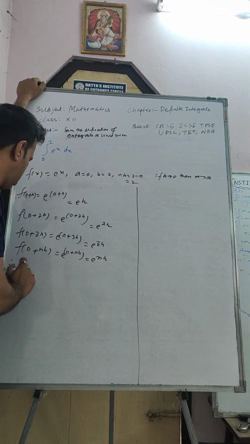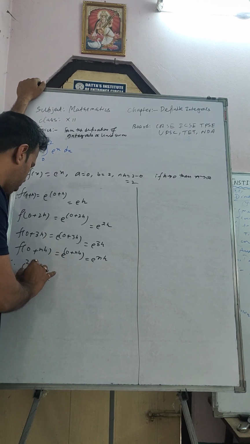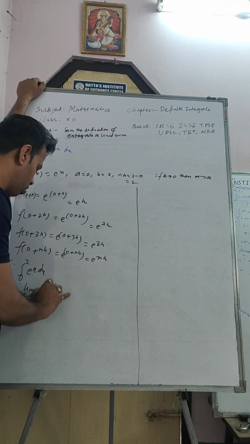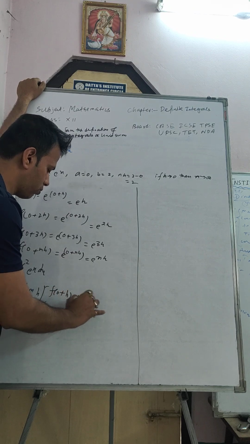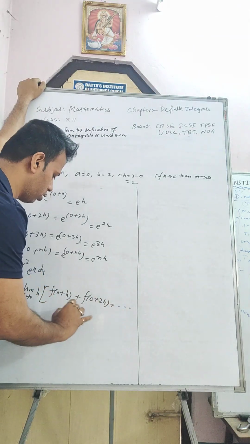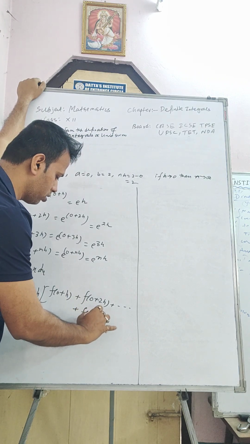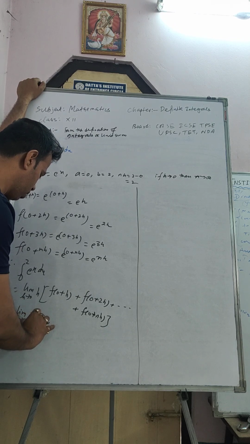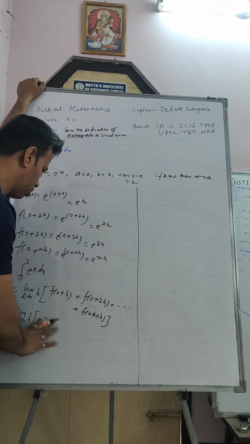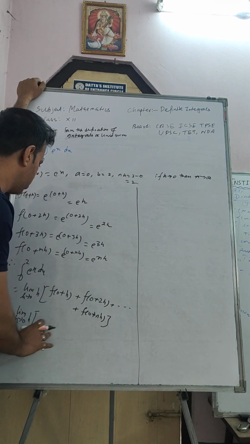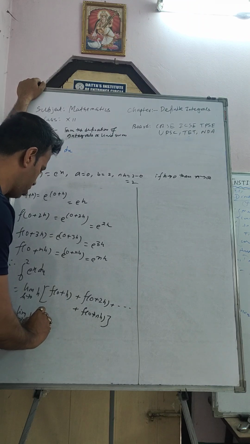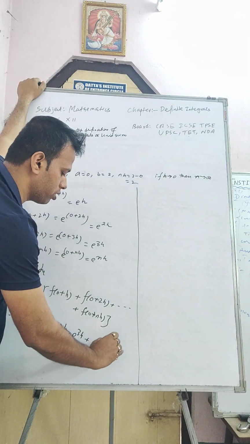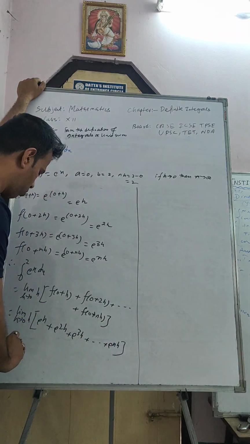Now we can write the integral from 0 to 2 of e to the power x dx as the limit h tends to 0 of h into f(0 plus h) plus f(0 plus 2h) plus dot dot dot plus f(0 plus nh). So it will be e to the power h plus e to the power 2h plus e to the power 3h plus dot dot dot plus e to the power nh.